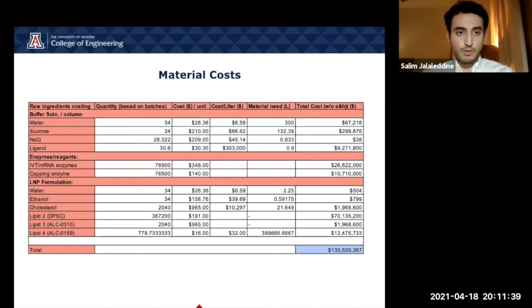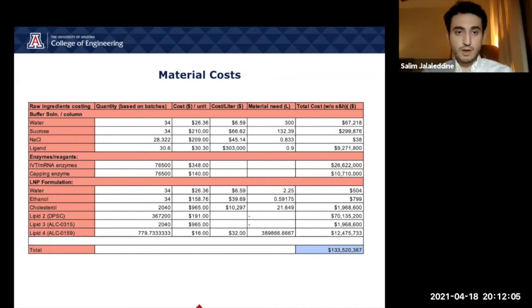I will now be going over the material costs, or the total cost of the raw materials that eventually come together to make the vaccine. FDA-derived materials such as water, sucrose, NaCl, ligand, enzymes, and lipids were all used and the respective costs calculated. We again used 34 batches as our multiplying factor for the quantity we needed for the materials and multiplied this by the cost per unit to get the total costs.